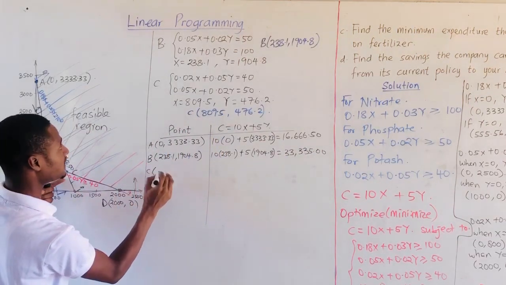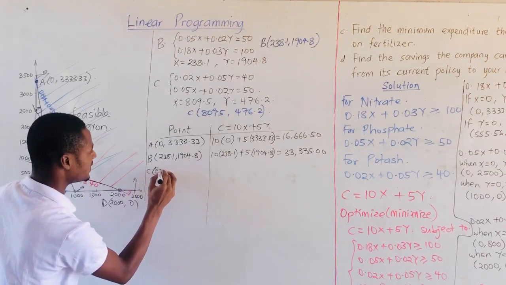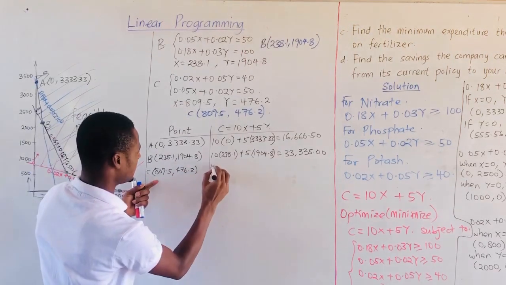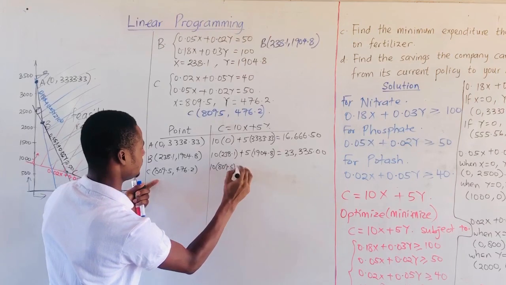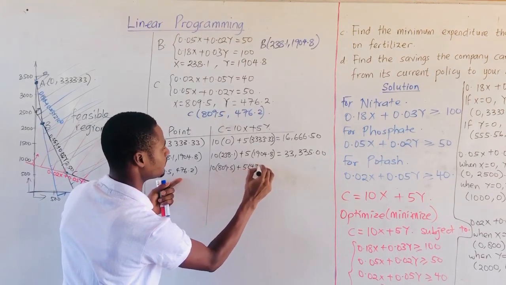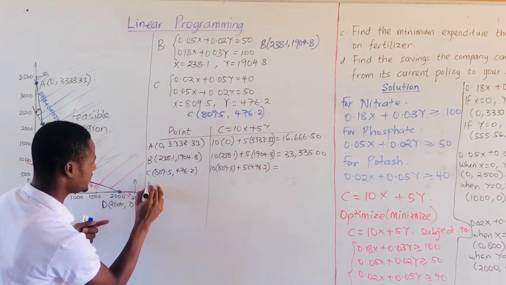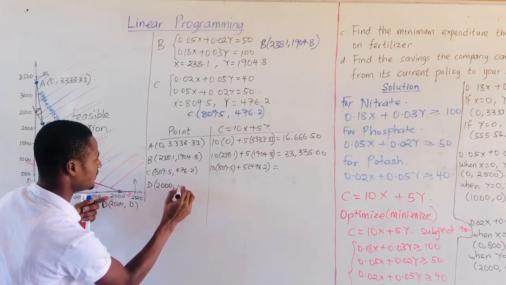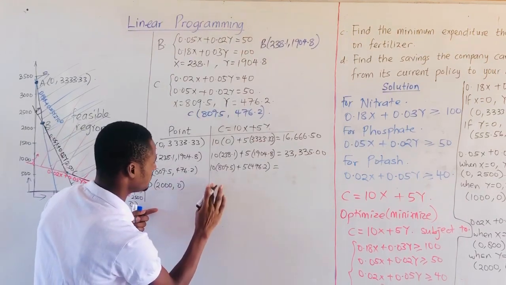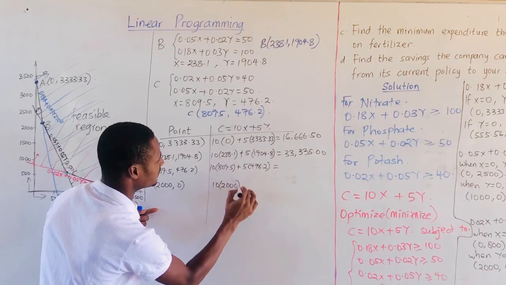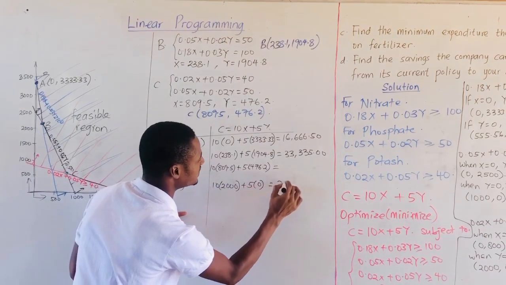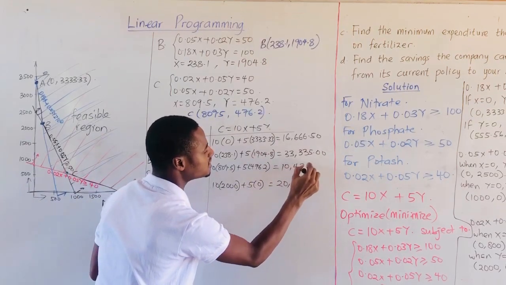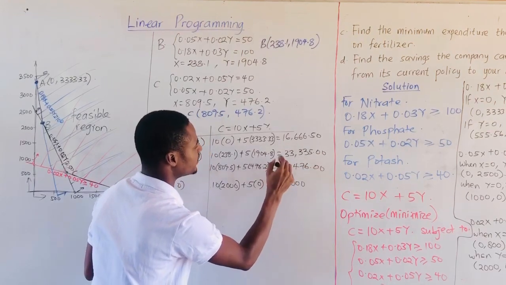Our point C is (809.5, 476.2), and that gives us 10 times that. Then our point D, we have D here, 2000, 0. So 10 times 2000 plus 5 times 0. This gives us 20,000. And that also gives us 10,476. Approximately. These are approximations.